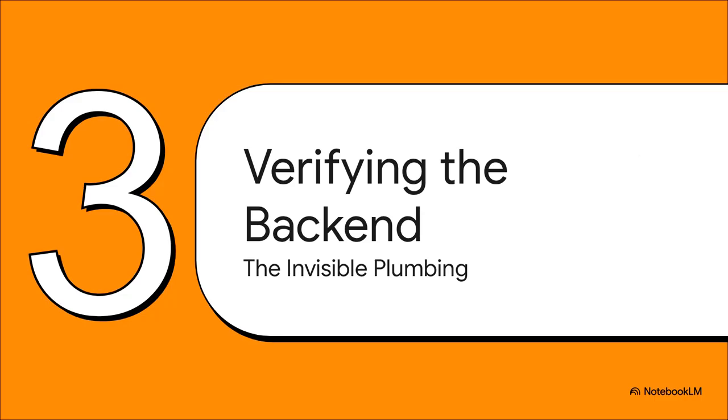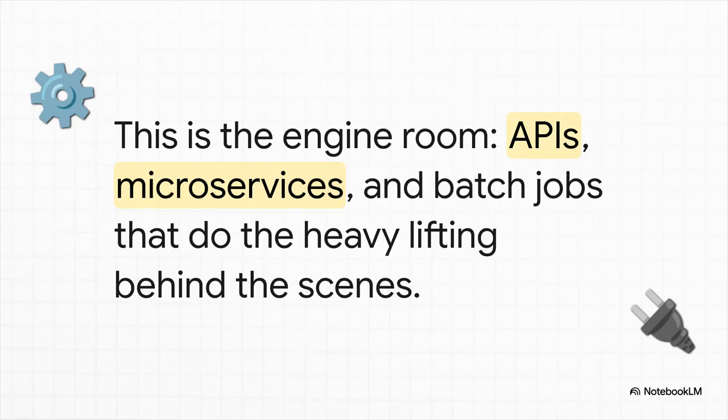Okay, so we've tested what the user sees. Now, let's go deeper into the stack to what I like to call the invisible plumbing, all that back-end logic. This is really the engine room. This is where the actual work happens. When you click that Buy button, it's the back-end APIs and microservices that are processing the payment, updating the inventory, and scheduling the shipping. If this engine room fails, the whole application fails. It doesn't matter how pretty the UI is.